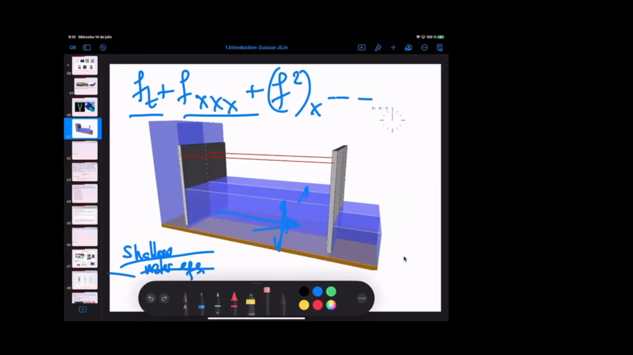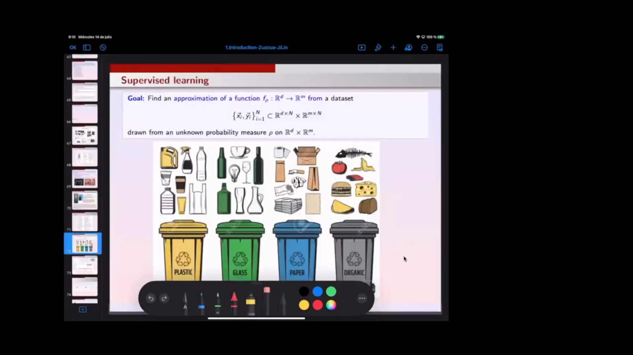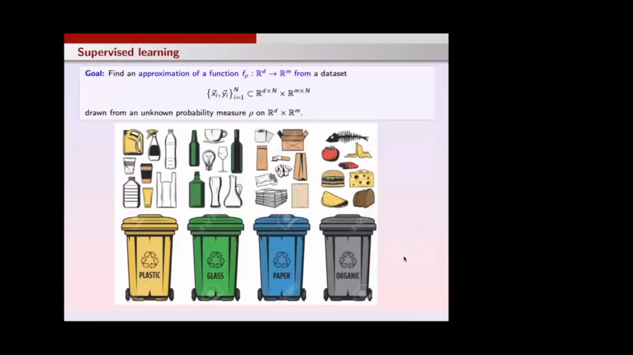Good. But now when I come to machine learning, to supervised learning, the first question I have to address is, okay, we say that this is machine learning. My claim as a control theorist is that this should be control as well. But then the main question that arises is what the model is.